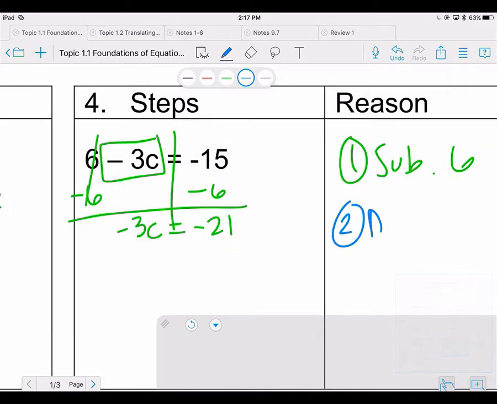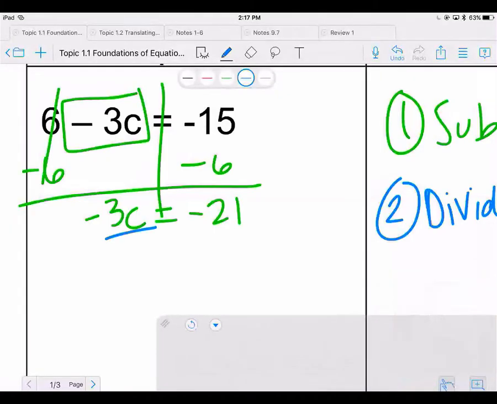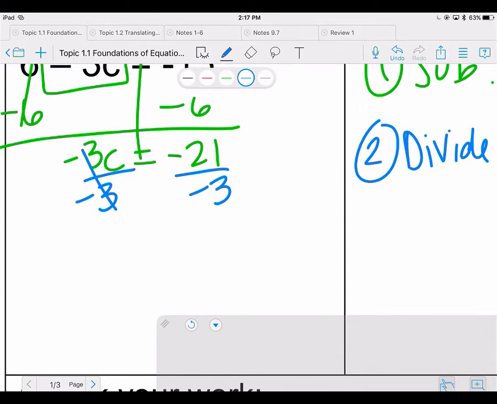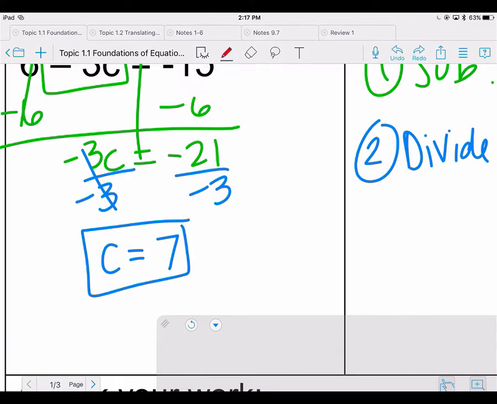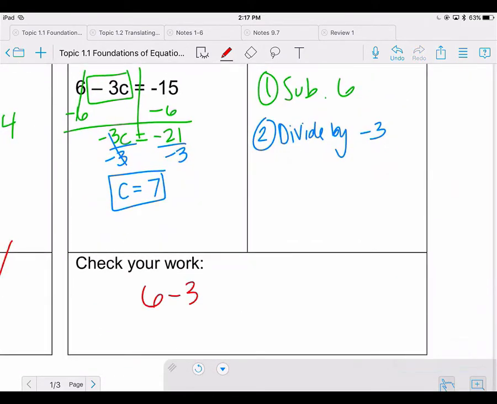My second step is to divide by -3 because -3 and c are being multiplied, so I have to divide. When I divide, this -3 with the c cancel, so I just have c left, and -21 divided by -3 is a +7. Again, I suggest always checking on the calculator because sometimes we know the number is 7, but we forget to worry about our negatives. Like maybe we think -21 divided by -3 is a -7, and when you plug all that in, you'll see that you're incorrect.